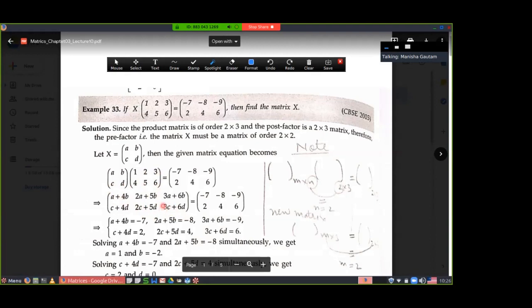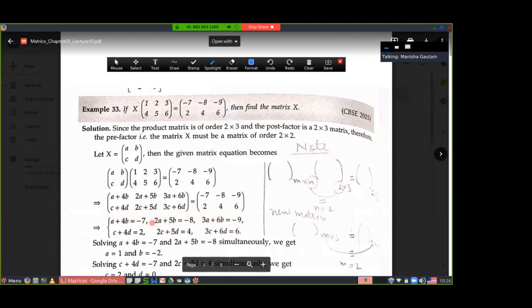Now this matrix is equal to the given right hand side matrix -7, -8, -9, 2, 4, 6. As we already studied, when two matrices are equal, their corresponding elements are equal. It means you can compare the first element of the first row with the first element of the first row on the right hand side. A plus 4B will be equal to -7. Similarly, 2A plus 5B is equal to -8, 3A plus 6B is equal to -9, C plus 4D is equal to 2, 2C plus 5D is equal to 4, 3C plus 6D is equal to 6.